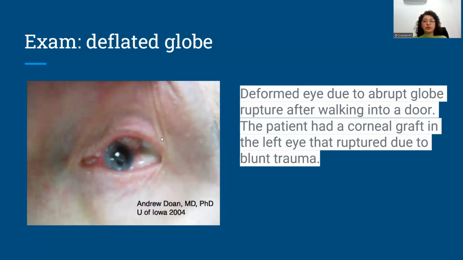This is another unfortunate case of an elderly patient who just presented with this deformation of the eye and loss of vision. And if you pay careful attention to the history, the patient will just tell you that they walked into a door and their vision is now down. But on careful exam, you can see that the eye is usually pressurized like a ball, and you can see how it started to deflate over here. This patient actually had a penetrating keratoplasty, which is a corneal transplant, in this eye, and it had ruptured because of the blunt trauma. So again, very guarded visual prognosis in a patient like that.